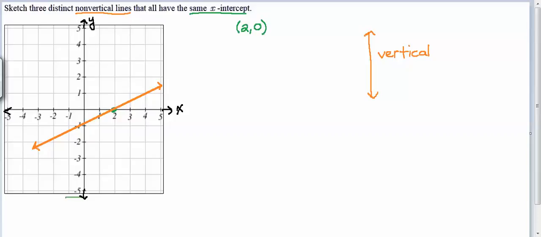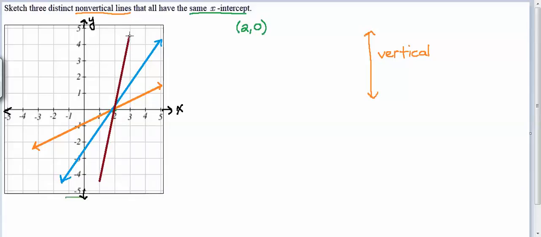Let's draw a second. Again, we can pick any starting point we like. Let's make this one a little bit steeper, so we'll go from here through that point and upwards there. So there's a second non-vertical line with that same x-intercept, and we need one more non-vertical line with that same x-intercept. So we just pick a third starting point and draw a line going up through that.